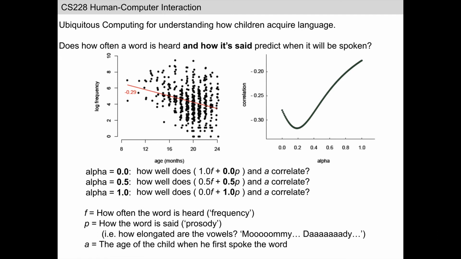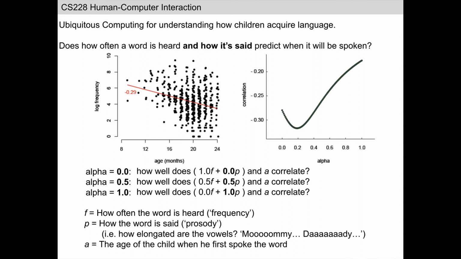Make sense? Okay, so if we take this alpha and slide it slowly from 0 to 1, that's going to produce a whole bunch of these scatter plots with that different admixture of F and P on the vertical axis. And for each of those scatter plots, I can get back a single number, which is the slope of the linearly regressed line. Yeah?